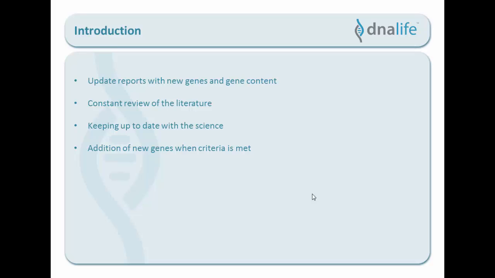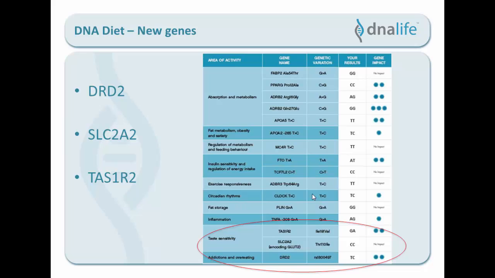to the relevant tests. And so 3 genes have been added to the DNA diet test: the DRD2, SLC2A2, and TAS1R2. This is just a sample report to show you where they will be included and which area of activity they will be included. The main thing to remember with these 3 genes that have been added is that they are all very much involved in the carbohydrate sensitivity or carbohydrate responsiveness section of the DNA diet test.